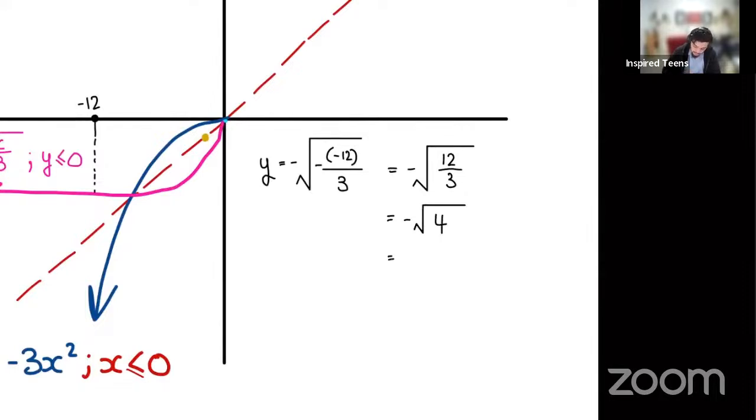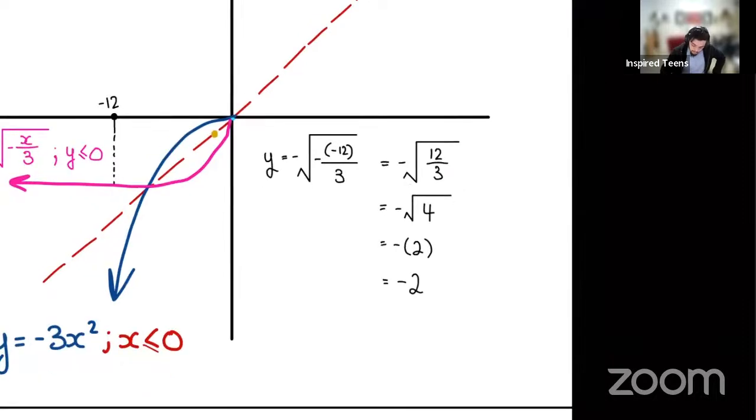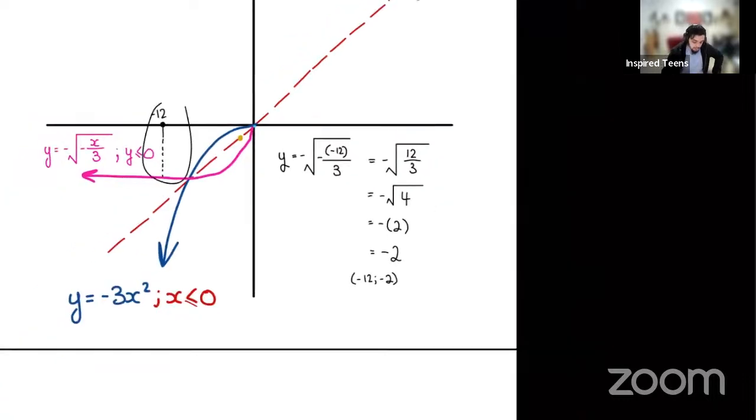Okay. Negative square root 4 is actually -2. So your y coordinate is -2. So there's nothing wrong with having a negative outside of a surd. Okay, I hope that clarifies for you and that makes sense to you. So the coordinate there would be -12 and -2 for this random coordinate that I chose.